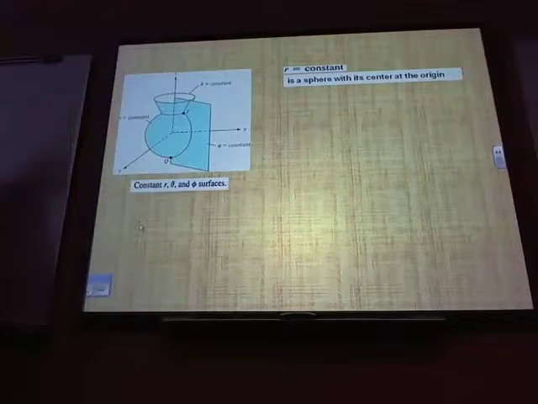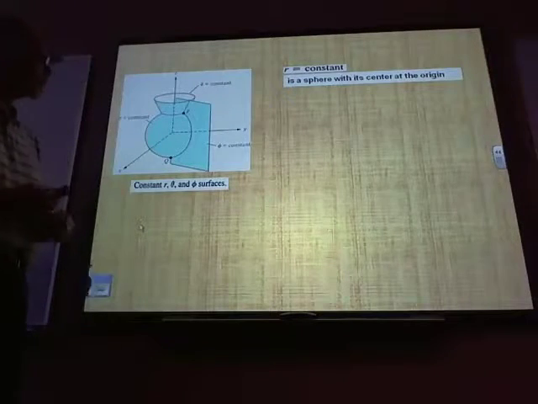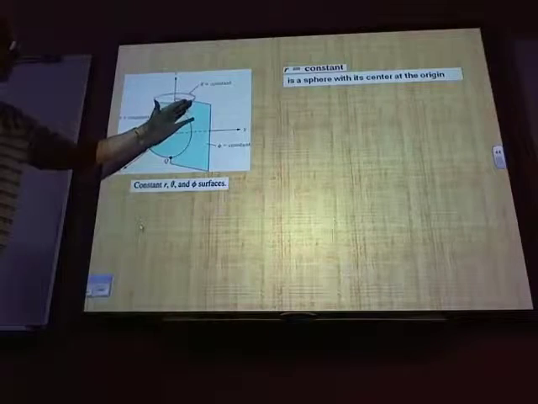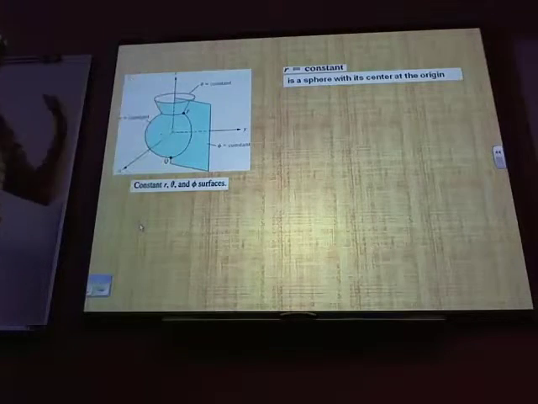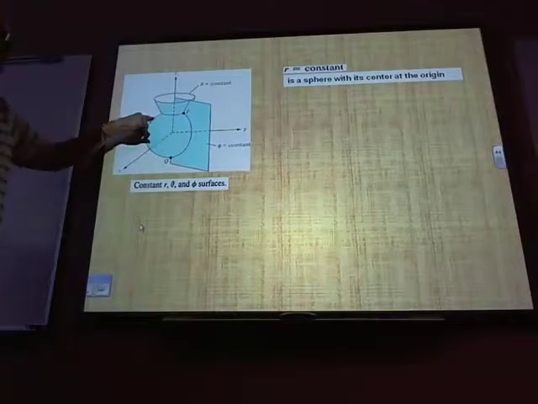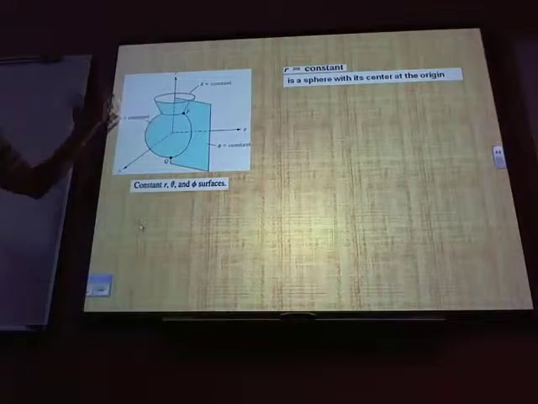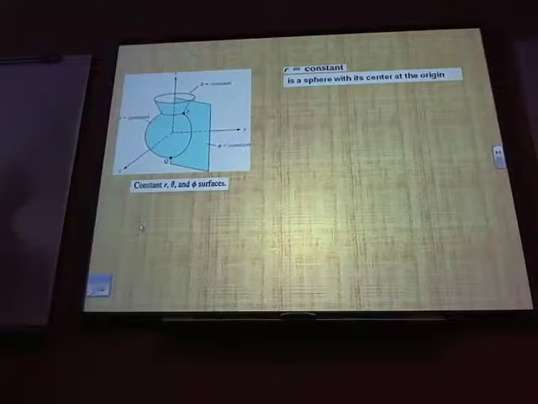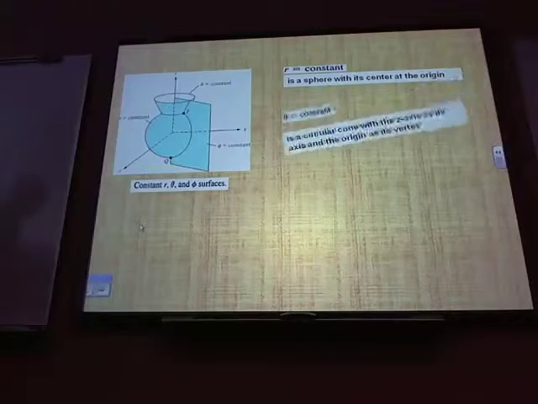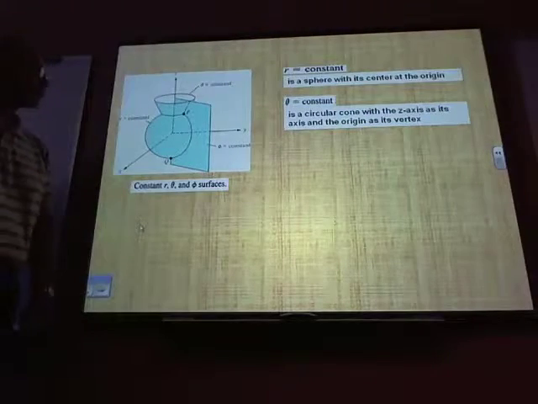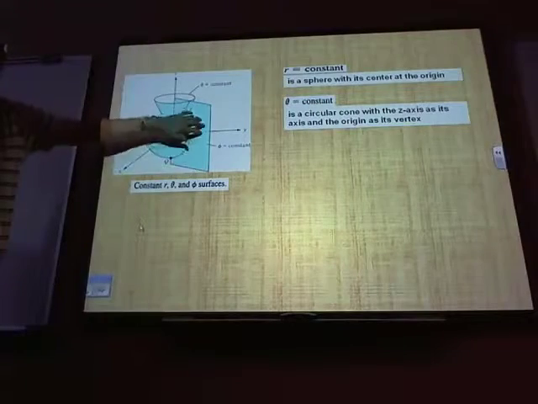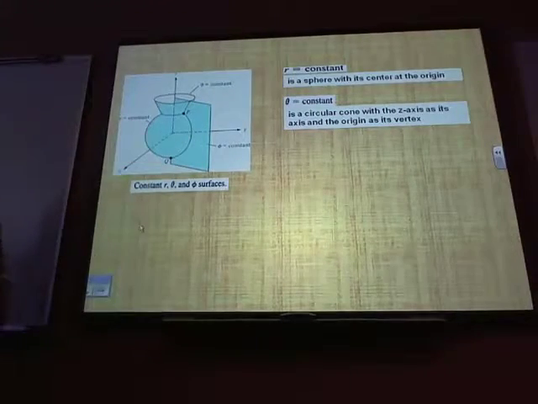In this case, r is equal to a constant. If r is equal to a constant, r starts at the origin and runs out someplace, and it can sweep in either direction, or up and down, and it'll form a sphere. This is the sphere right here. Whatever the value of r is, that would be the radius of that sphere. If phi is equal to a constant, that forms that plane right there.